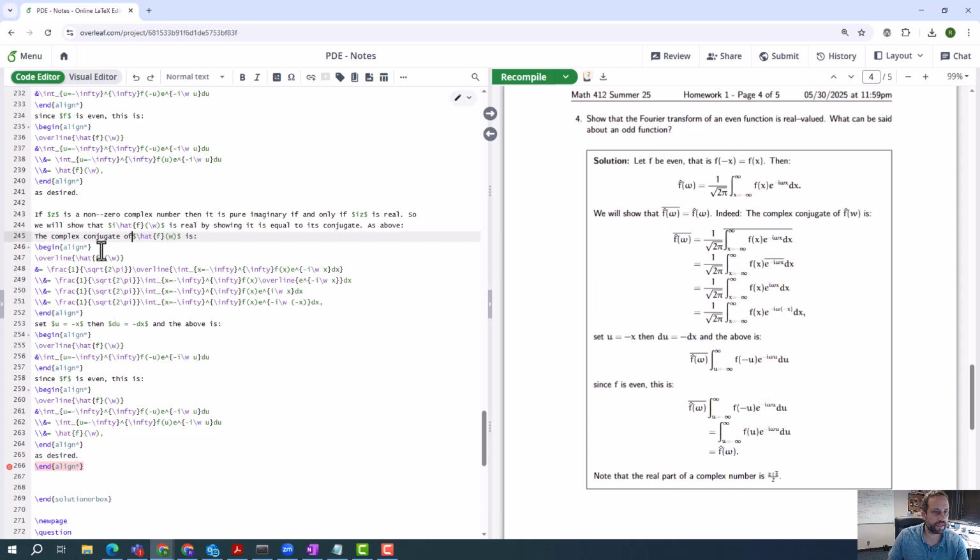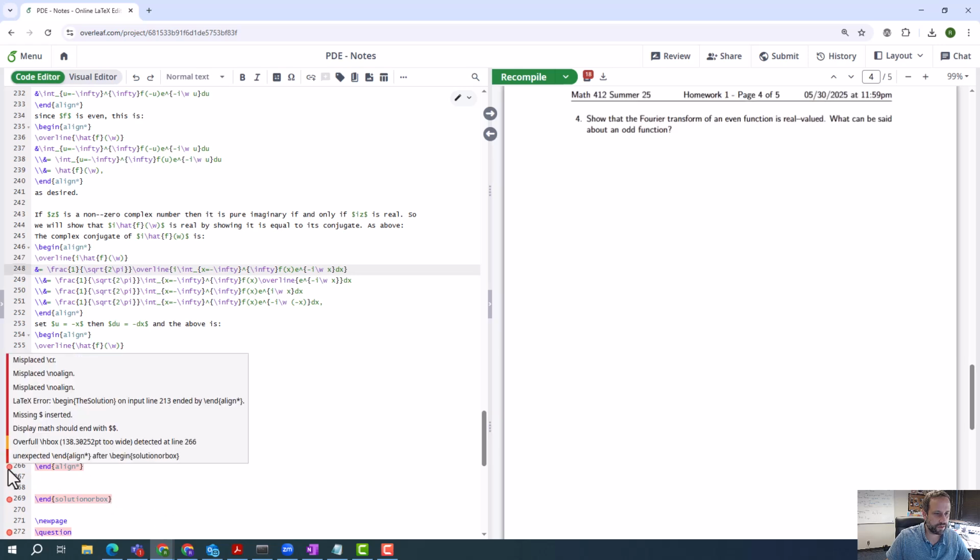Okay, the complex conjugate of I times that is going to be equal to that. And I have the overline here, so I'm going to put the I there. All right. Now I'm going to point out something. If you have two complex numbers, z and w, the complex conjugate of z times w is z bar times w bar.